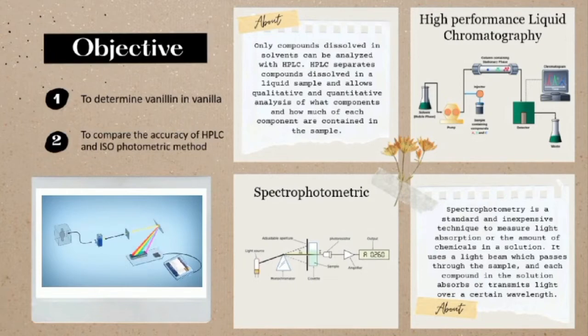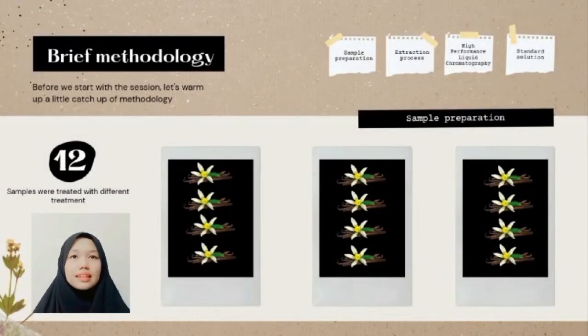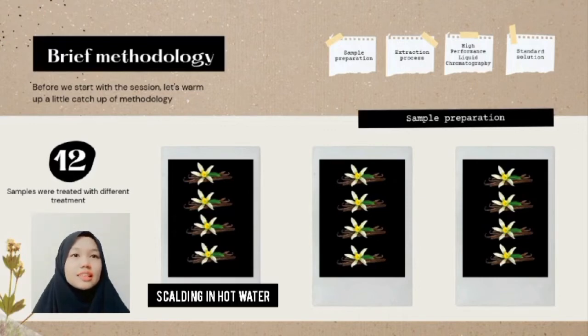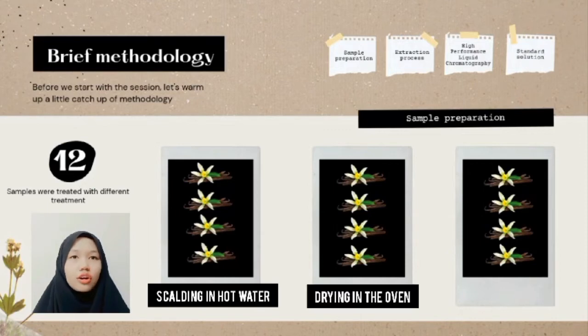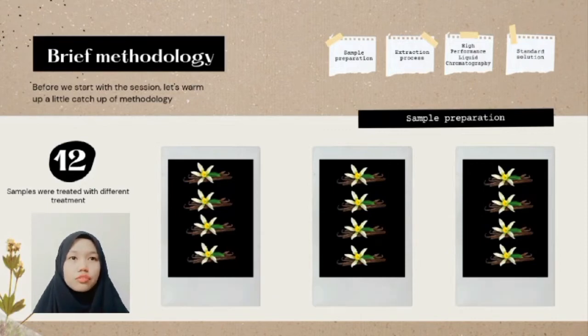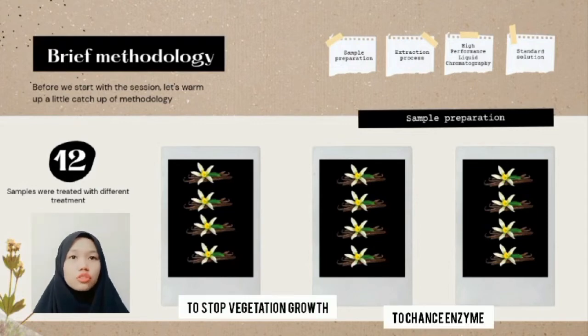over a certain wavelength. In this experiment, vanillin in 12 samples of vanilla that were treated in various ways were determined using two different methods, which are high-performance liquid chromatography and spectrophotometric. Various treatments of vanilla included scalding in hot water, drying in the oven, and drying in the sun, which were aiming to reach one same motive, which is to stop vegetation growth and to enhance enzyme formation of vanilla flavor.